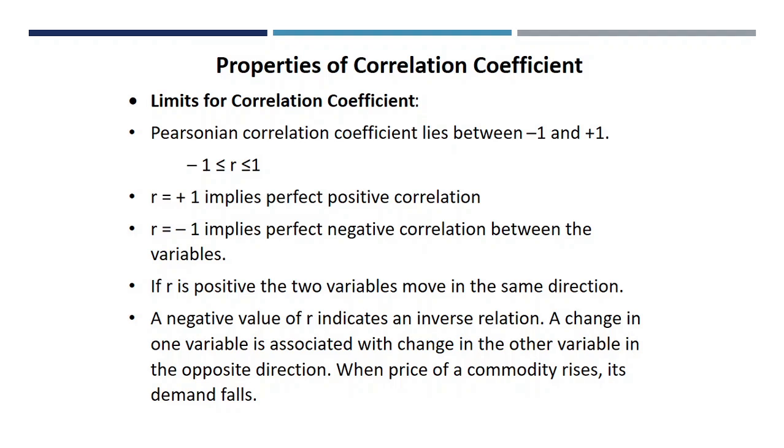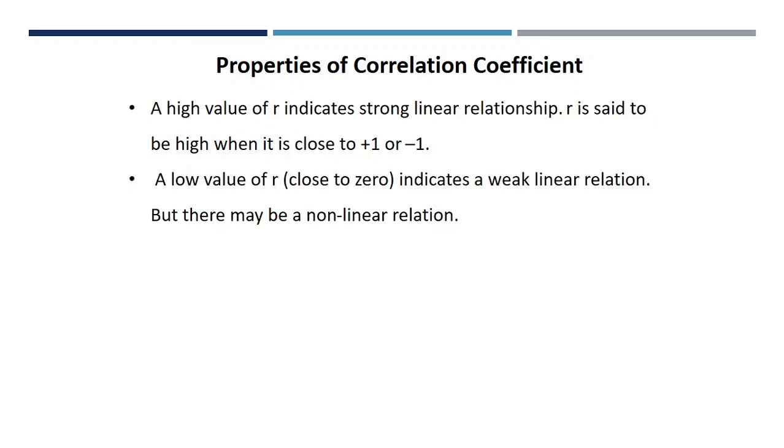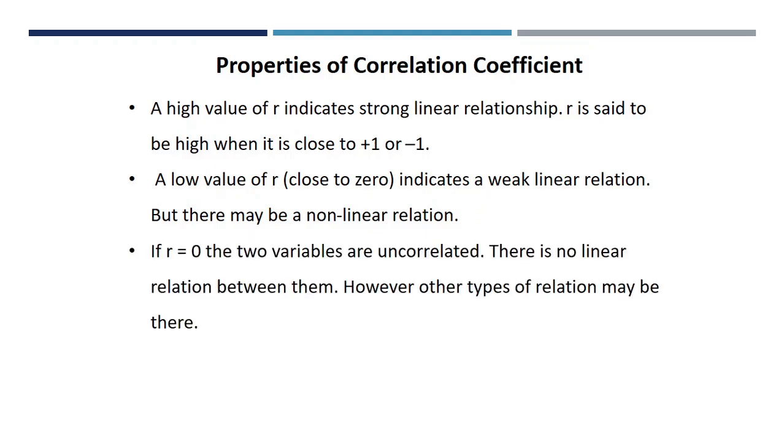When the price of a commodity rises, its demand automatically falls. A high value of R indicates a strong linear relationship, and R is said to be high when it is close to either plus 1 or minus 1. A value of R close to 0 indicates a weak linear relationship, but there may be other types of non-linear relations. If R is equal to 0, the two variables are uncorrelated. There is no linear relation between them, but other types of relation may be there.